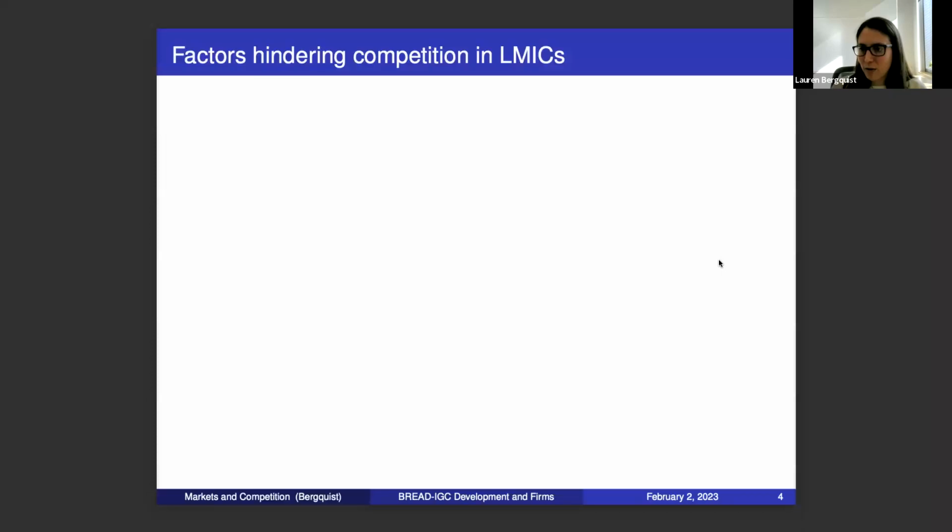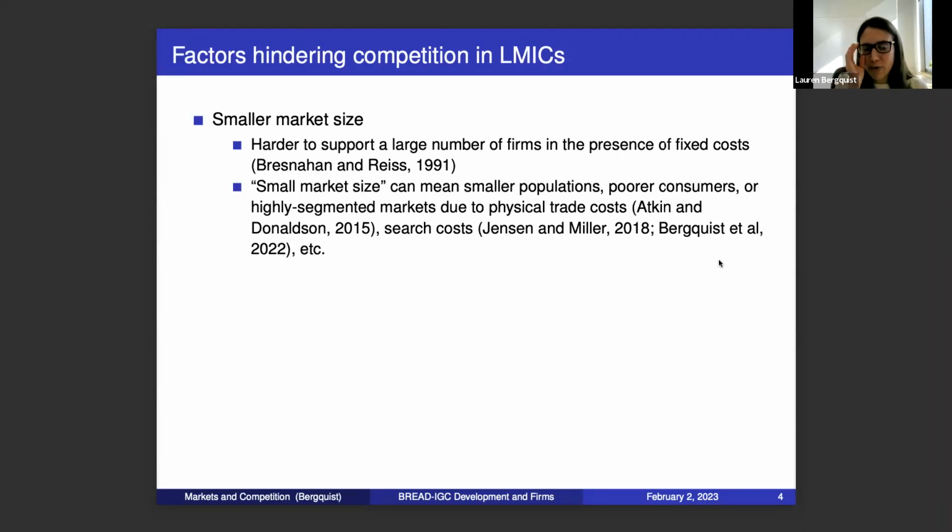Let me go through my own list, which I think covers a lot of what you all discussed and is by no means comprehensive. The first is this idea of a smaller market size, right? This has to do with the variable profits that are available to support firms. If you're in an environment with a small market size, it's harder to support a large number of firms in the presence of fixed costs. And here, I think you already got it. A smaller market size can mean a couple of things, right?